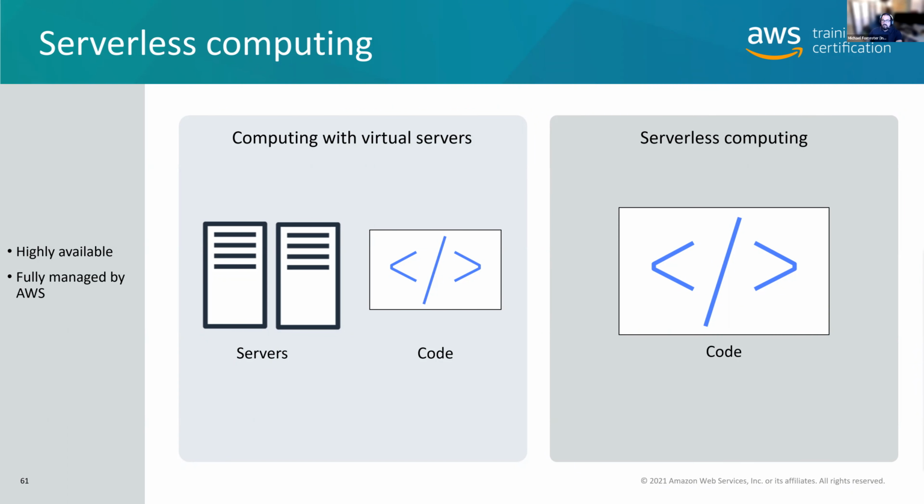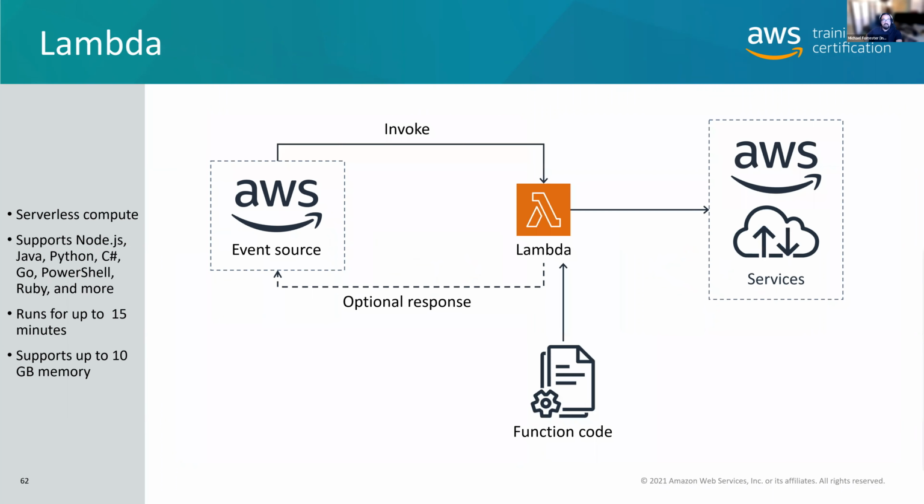So serverless computing, which in this case, Lambda is the service that provides this, is really just about providing code, and AWS handles everything else. Here's how this functions. You upload your code, you answer a few questions about how you want it run, you specify how it's going to be triggered, and then it runs.